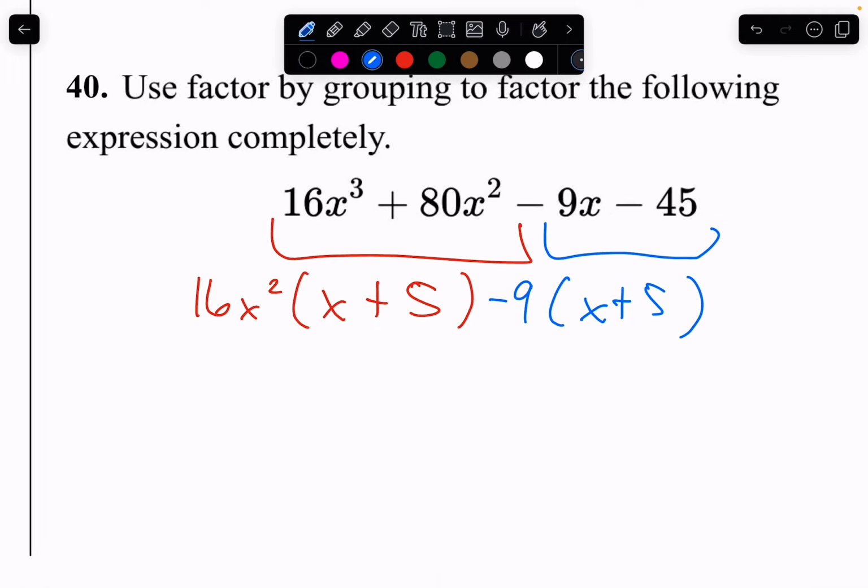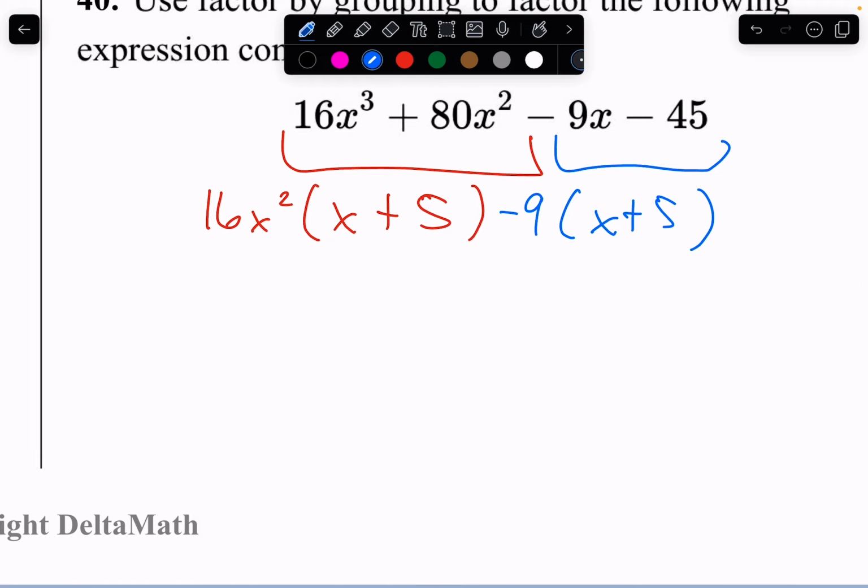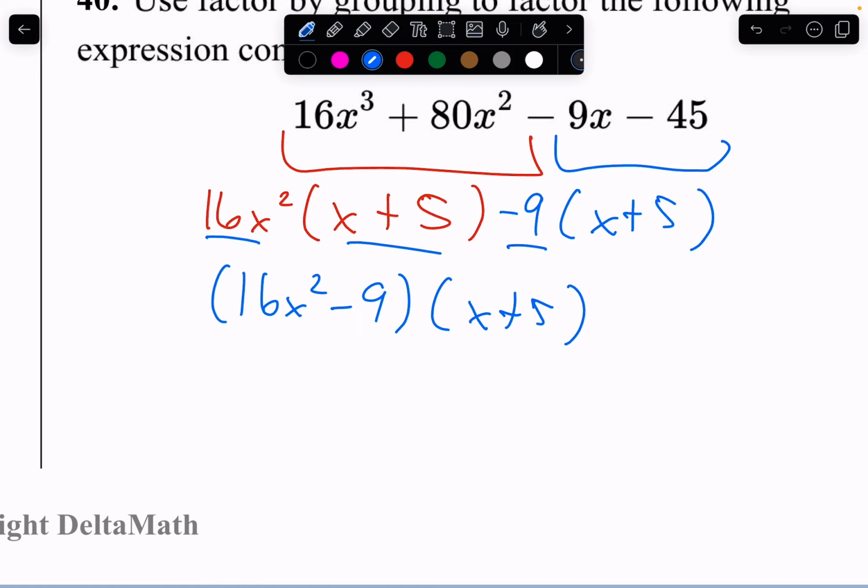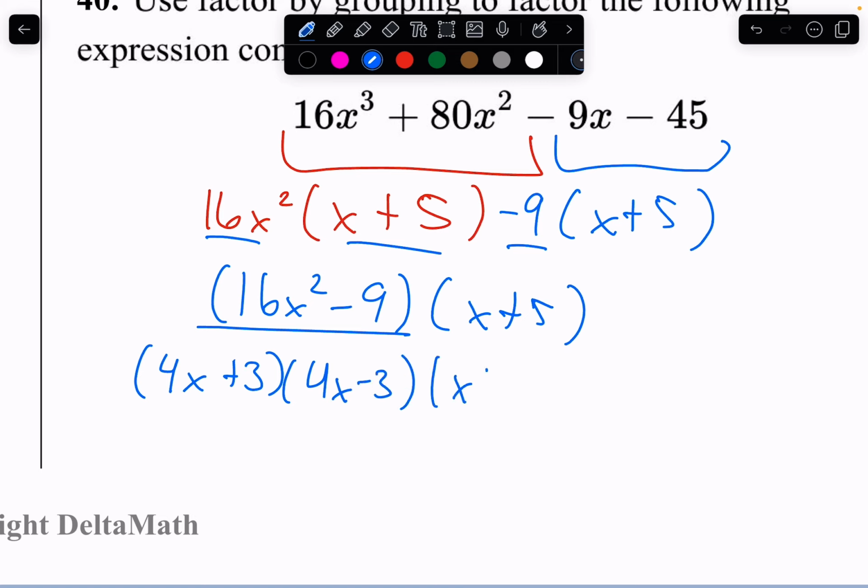So now we're going to rewrite this. Remember, you take this guy and make a binomial. And you just write this guy once. Now, in the previous problem, we were done. However, this guy, we can factor further. He's a difference of squares, right? We can square root 16x squared, and we can square root 9, and it's a subtraction sign, so it is a difference. So when we factor this guy, we end up with 4x plus 3 and 4x minus 3. And that's just times x plus 5.